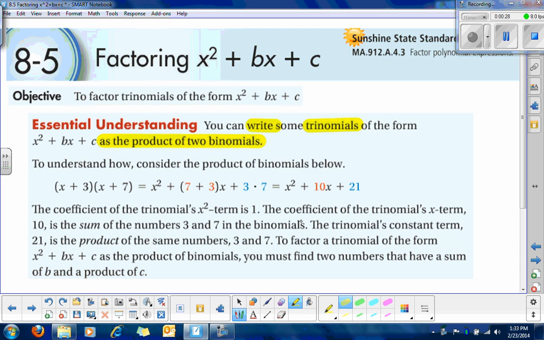Okay? Now, in order for us to do that, we need to find two numbers that have a sum of b and the product of c. So here's b, so the sum of b and the product of c. So you can pause the video now and do a little bit of your reading notes and catch up on writing some of the things that you need to write on this slide.